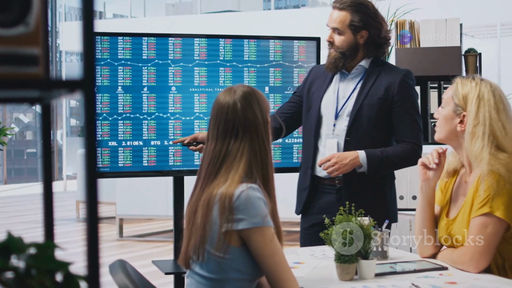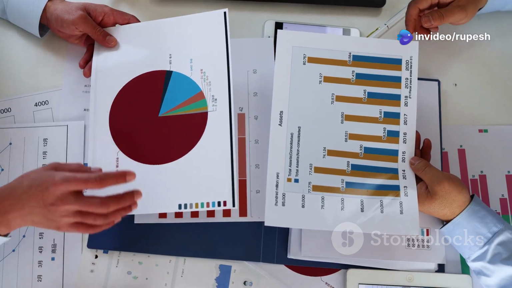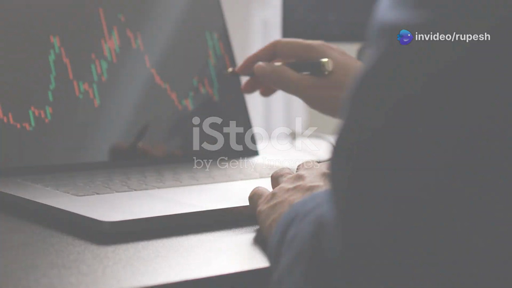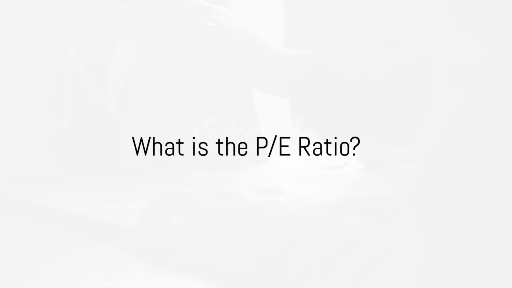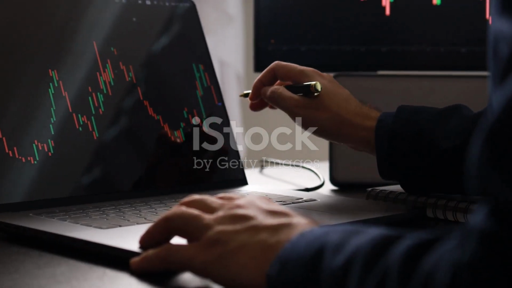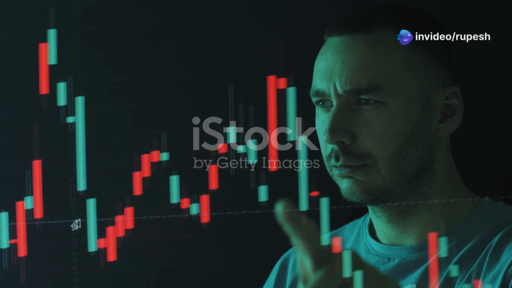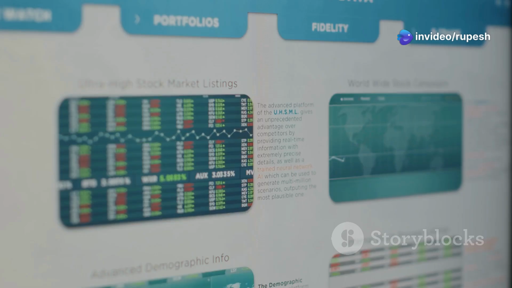The PE ratio is a powerful tool. It helps us understand the relationship between a company's stock price and its earnings. The PE ratio is a valuation metric. It tells you how much investors are willing to pay for every dollar of a company's earnings. It's like a price tag for earnings.